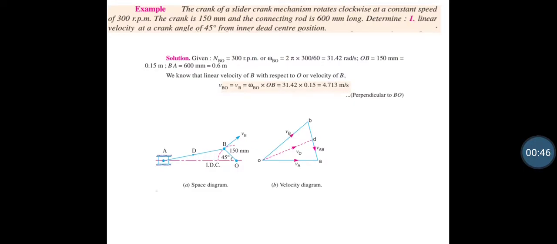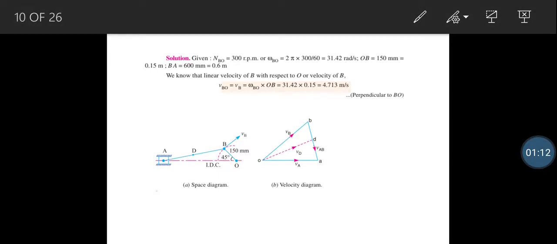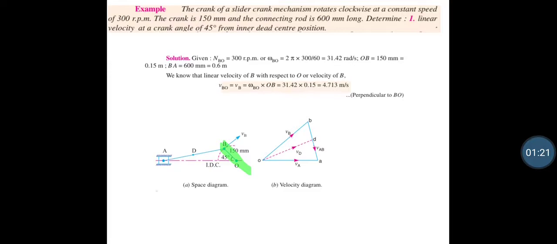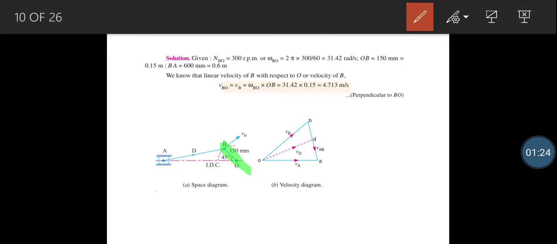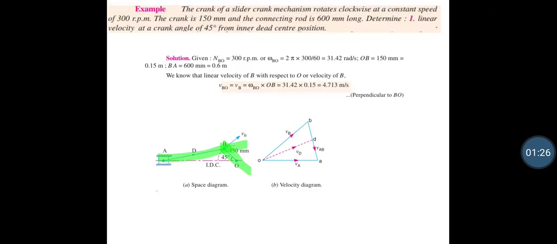Now we will see the problem based on the slider mechanism. I will read out the question. The crank of a slider crank mechanism rotates clockwise at a constant speed of 300 rpm. The crank is 150 mm. I will just show you the crank, which is 150 mm, and the connecting rod is 600 mm long.